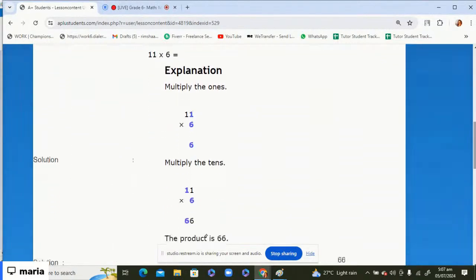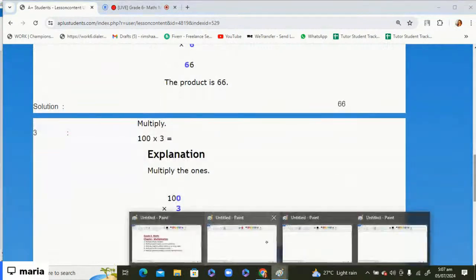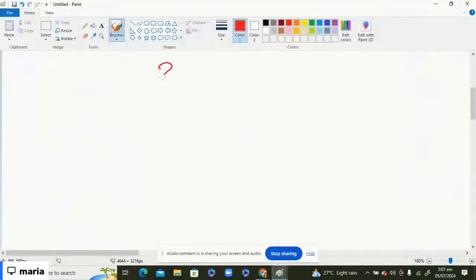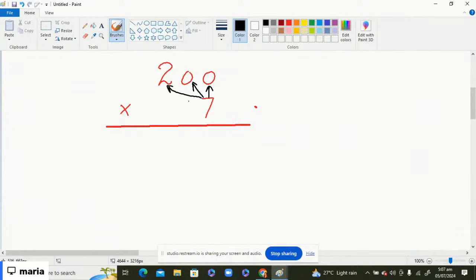Now let's suppose we take 200 and multiply with 7. If you have numbers like this, you do the same thing: multiply with the first one, then move to this one, then this one. Here 7 times 0 is 0. Every number multiplied with 0 gives the answer 0. Again 7 times 0 is 0 and 7 times 2 is 14. This is the answer.